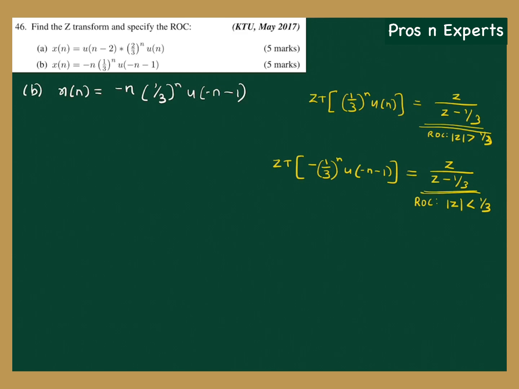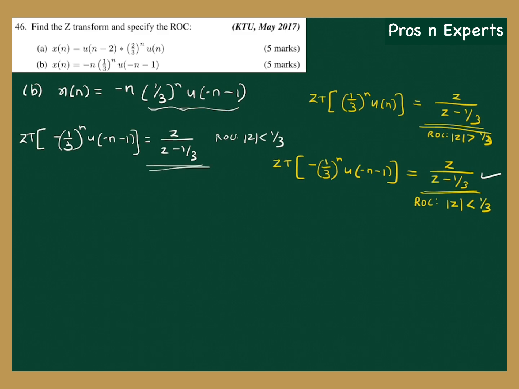Now look at the given question. For this part, minus (1 by 3) raised to n u of minus n minus 1, we can write the z transform of minus (1 by 3) to the power n u of minus n minus 1 will be z by z minus 1 by 3, as you have got here, and the ROC is mod z less than 1 by 3.